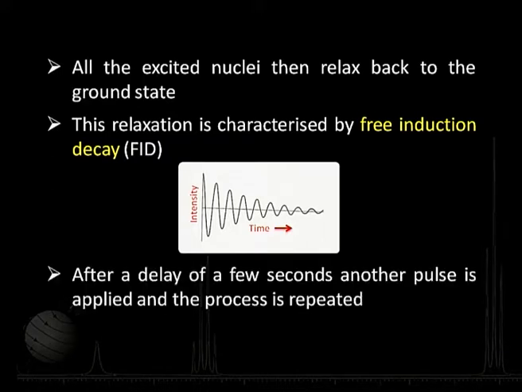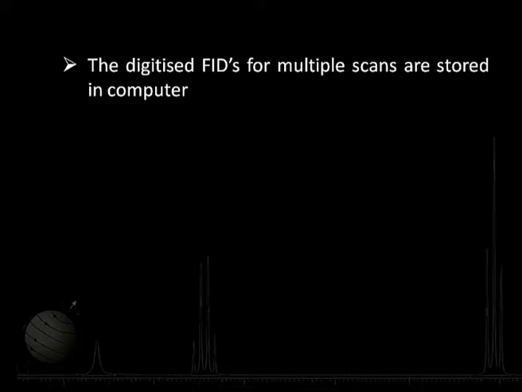And what we do then is give another pulse. I have a sample in the magnetic field, I give a pulse, all the nuclei get excited, they relax down, I give another pulse, they again get excited, they relax back. I keep doing that, and this whole process of giving a pulse, excitation and relaxation takes a few seconds, and then we give another pulse. As a consequence, we can do multiple scans, because a given scan takes only about 2 or 3 or 4 seconds.